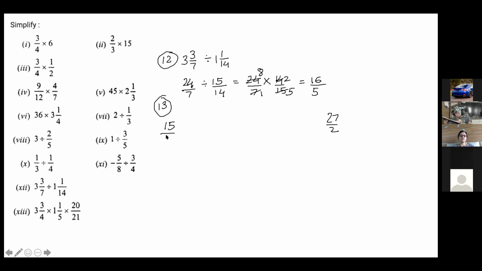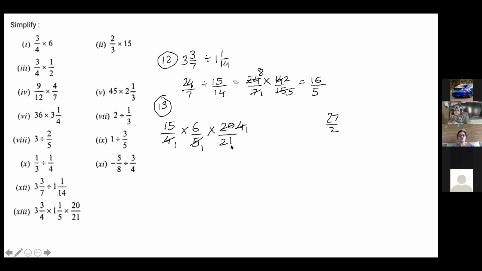15 by 4 into 6 upon 5 into 20 upon 21. Let us start with the lowest form. 4, 5 ones are 5 and 4 and 6. Let me do first. 5 fours are 20. Then 4 ones are 4 and 4 ones are 4.